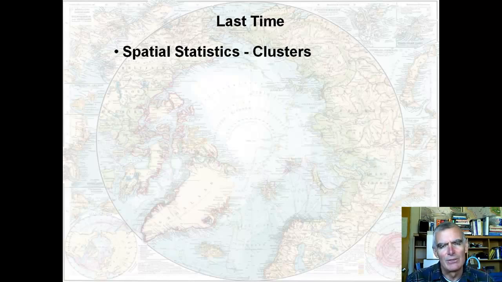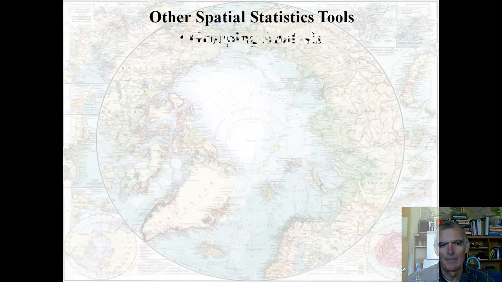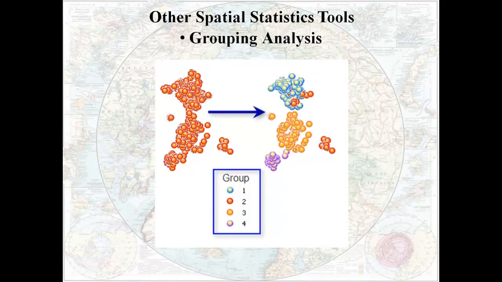Last time I talked about clusters, about where your data are. Are they clustered or are they dispersed? Are high values or low values clustered or are they dispersed? There's a variety of statistics you can look at to give you an idea about what's going on with your data. There's some other tools I need to show you.